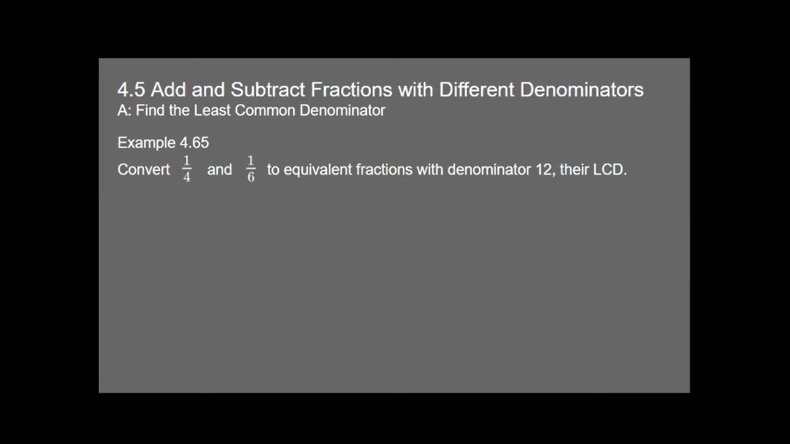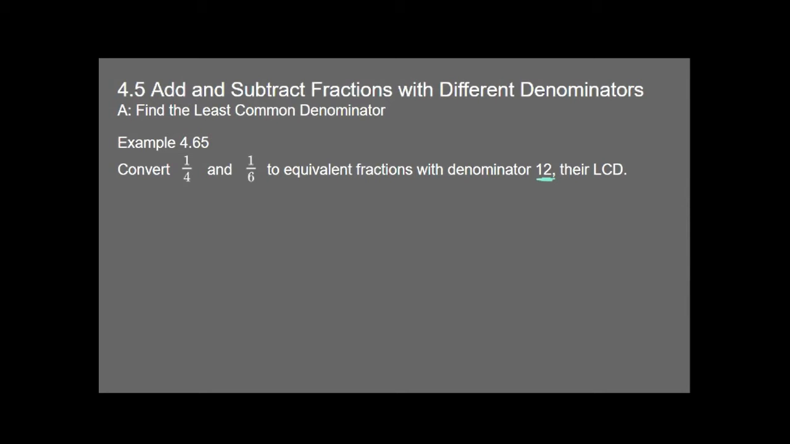Example 4.65. Convert 1/4 and 1/6 to equivalent fractions with denominator 12, their LCD. Okay, so they've already given us the least common denominator of 4 and 6. So the least common denominator of 4 and 6 is 12. If you need a refresher of that, I think that was the previous lesson, 4.5a. You can go back and check out 4.5a.